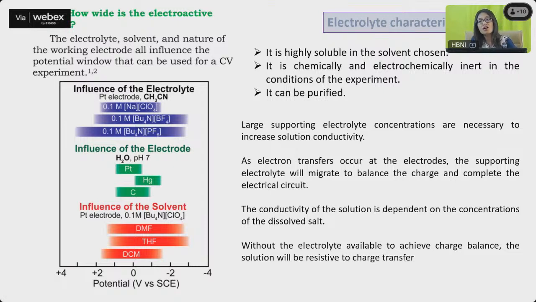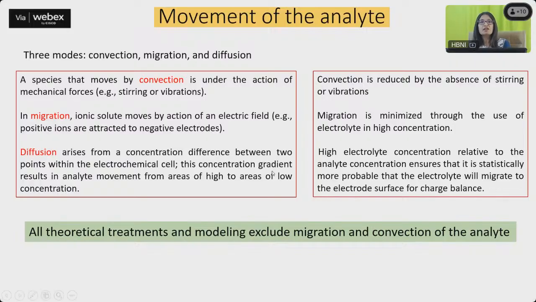Large supporting electrolyte concentrations are going to be necessary to increase the solution conductivity. And as the electron transfer occurs at the electrodes, the supporting electrolyte is going to migrate to balance the charge and complete this electrical circuit. The conductivity of the solution is dependent on the concentration of the dissolved salt, and without the electrolyte available to achieve charge balance, the solution will be resistive to charge transfer. So these are the points you have to remember when you are doing a normal 3 electrode electrochemical reaction.